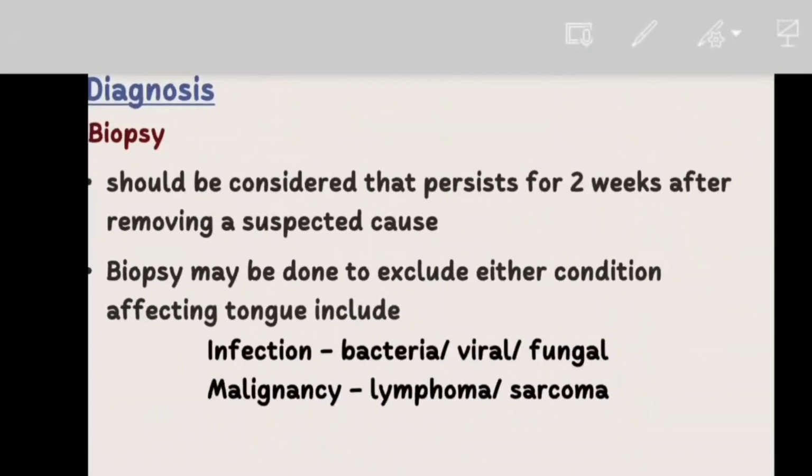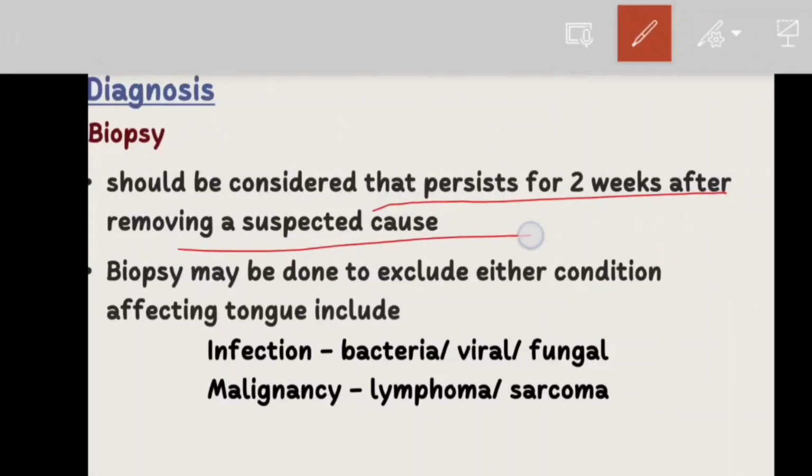Now let's talk about the diagnosis. Here the biopsy may be performed to exclude other conditions affecting the tongue, particularly when the lesion persists. It should be considered if it persists for 2 weeks after removing the suspected cause.